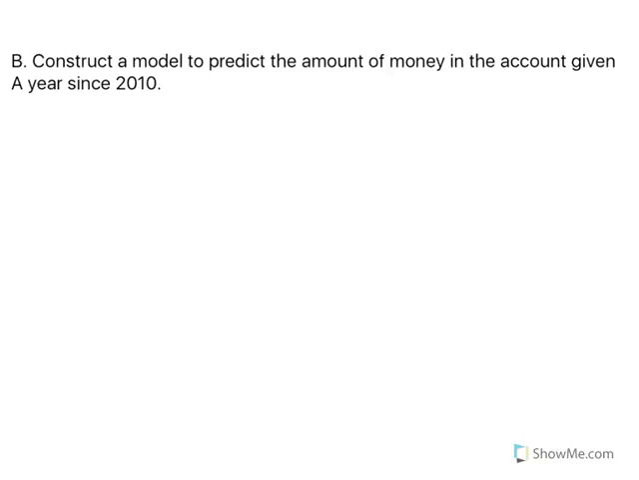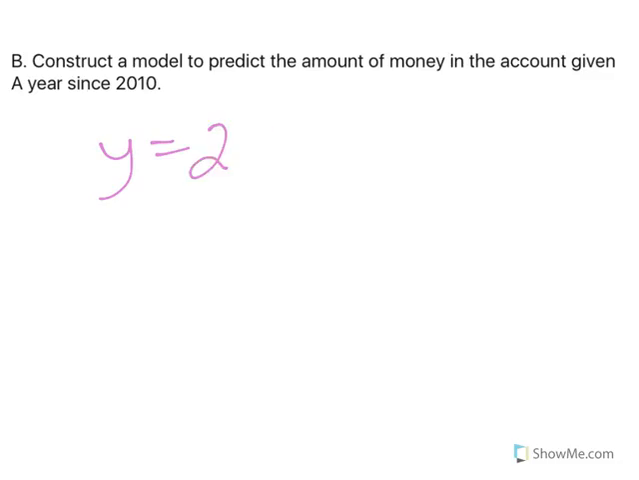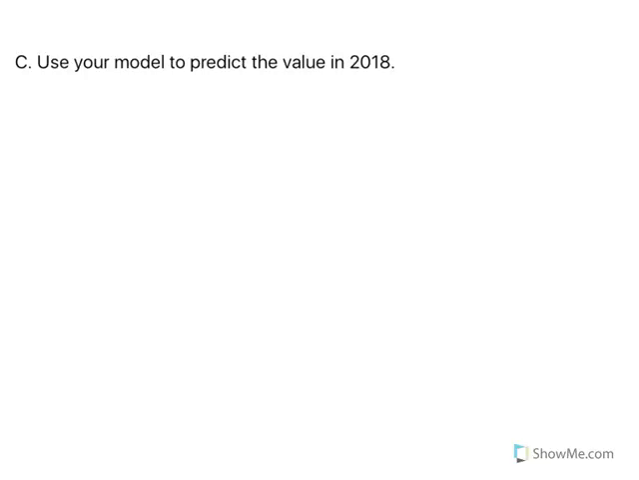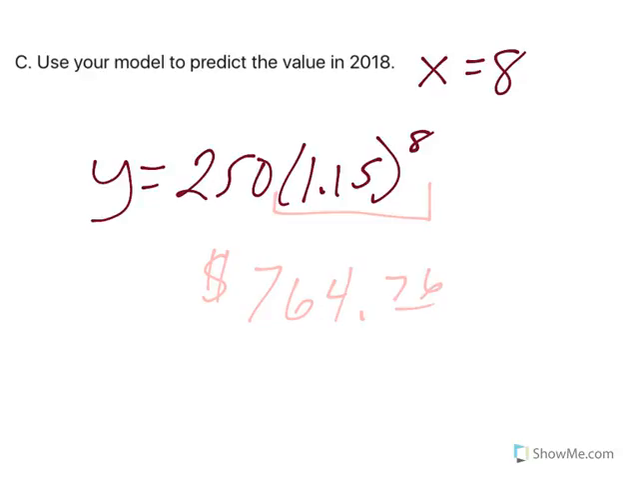So we can construct a model. Where did we start? If you look back, you started here at $250 with a growth factor of 1.15 to the x, where x represents the number of years since 2010, because 2010 is when we started. So 2018 would be 8 years later, so y equals 250 times 1.15 raised to the 8th power. Don't forget, exponent first, then multiply by 250, and you get 764.76. So we would estimate that in the 8th year, we would have $764.76.